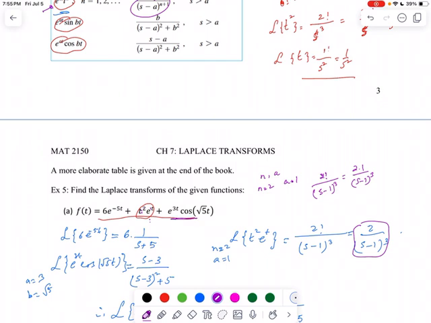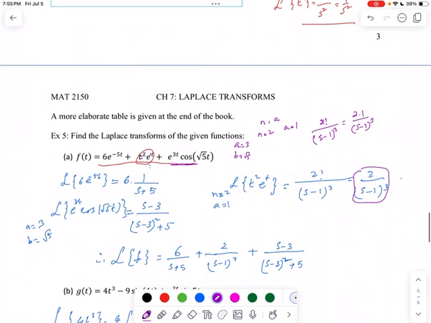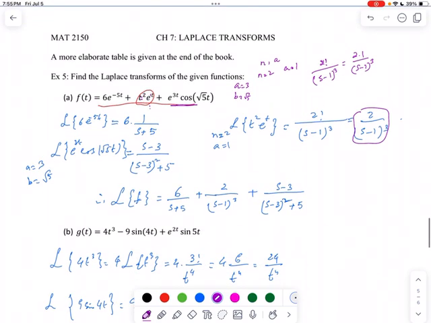Now for this last term, it is e to the 3t. It means a is 3 and b is square root of 5. So just plug it into the last formula in the table, and we end up getting something like this over here. So this is your final answer.